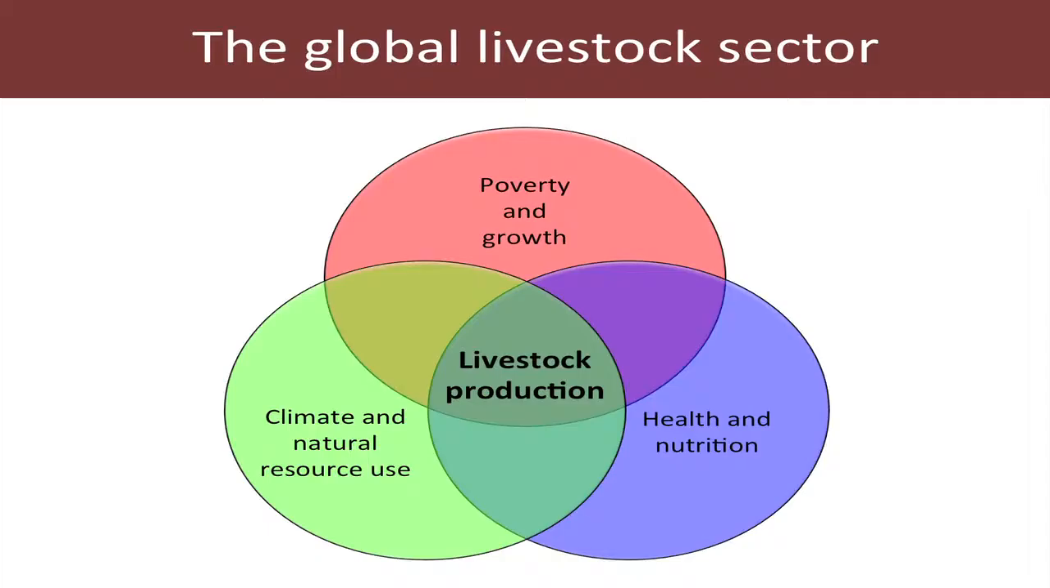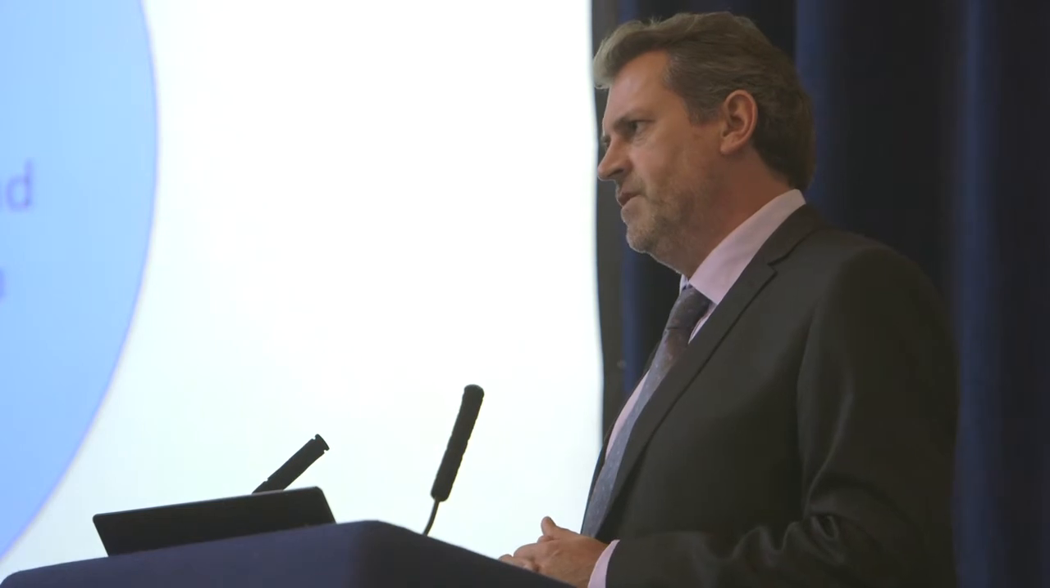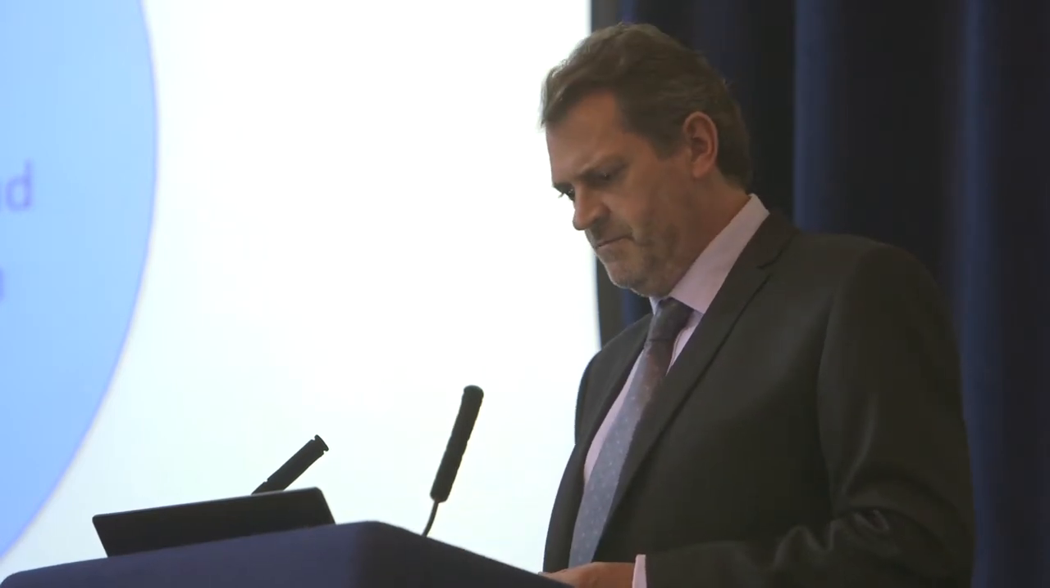And it can't be treated in isolation, of course. It sits there at the nexus of these three global public goods of poverty and growth, health and nutrition, and climate and natural resource use. And the livestock sector influences each of those, and each of those things influences the livestock sector, and those are all completely interlinked in complex ways themselves. And this, I think, is really the centre of the whole One Health approach to dealing with diseases, and it's an important part of looking at the sector. Nothing can really be treated sensibly in isolation from the rest of it.